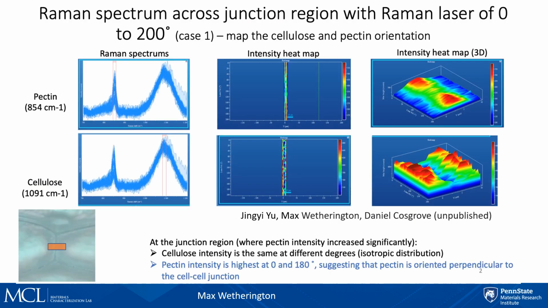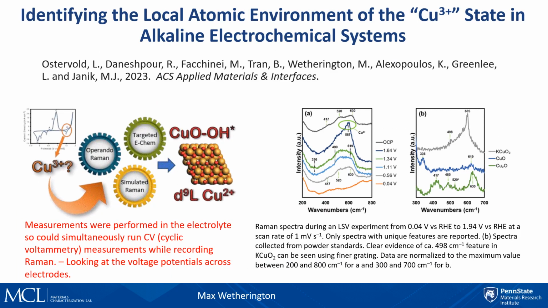So here's an example from Dan Cosgrove's lab done by Jingyi Yu and Max, where they looked at the Raman spectra across the junction regions of onion epidermis. And they looked for both the pectin peaks and the cellulose peaks across this junction region. And if you're interested in Raman spectroscopy, please contact Max Wetherington.